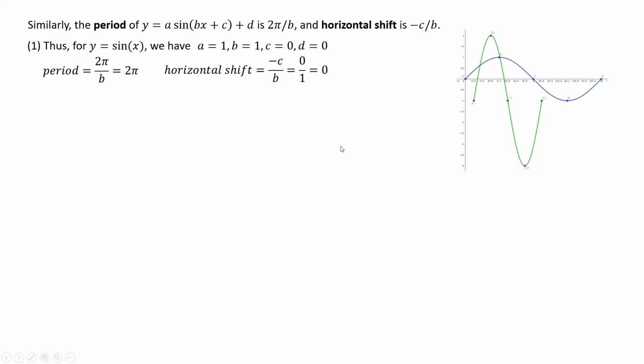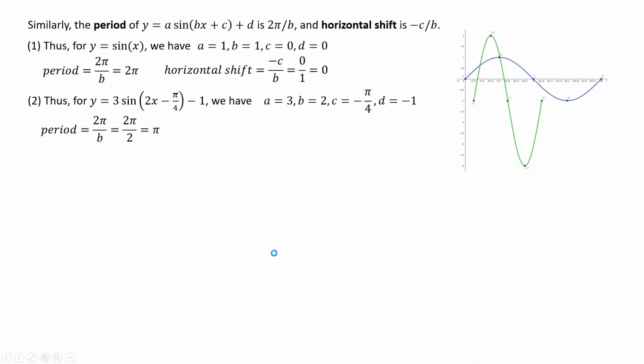Good. Then let's look at y equals 3 times sine of 2x minus pi over 4, minus 1, that graph. That's the graph that's been drawn here. For this, let's calculate the period and the horizontal shift. First, a is 3, b is 2, c is negative pi over 4, d is negative 1. You agree with that? Cool. Now, period is 2 pi over b, and that's 2 pi over 2, which is pi. So this graph, the green one, has a period of pi.